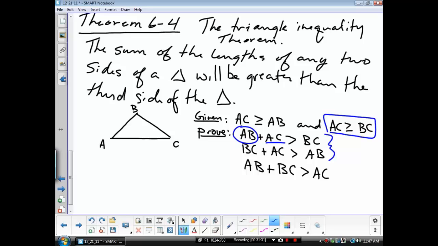Same thing here. If I take AC plus another value that's bigger than 0, since AC itself is bigger than AB, then AC plus this value that's larger than 0 has to be larger than AB. So both of these are a direct result of a property of inequality. So these are properties of inequality.